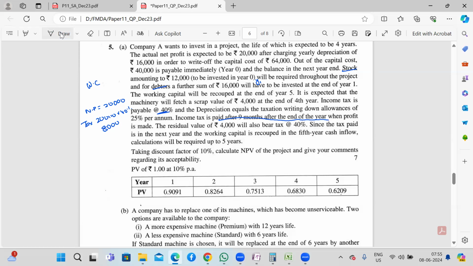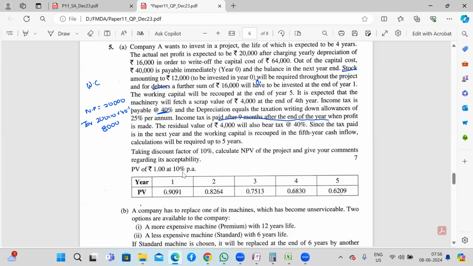So the project is only for 4 years. So we need to calculate for 5 years then, because 4th year tax we are going to pay for 5th year. So we need to calculate present value for everything based on 5 years. So residual value of 4,000 will also bear tax at 40%. Since the tax paid is in the next year and the working capital is recouped in the 5th year cash flows, calculation will be required up to 5 years. Then taking discount factor of 10%, calculate NPV of the project and give your comments regarding its acceptability.